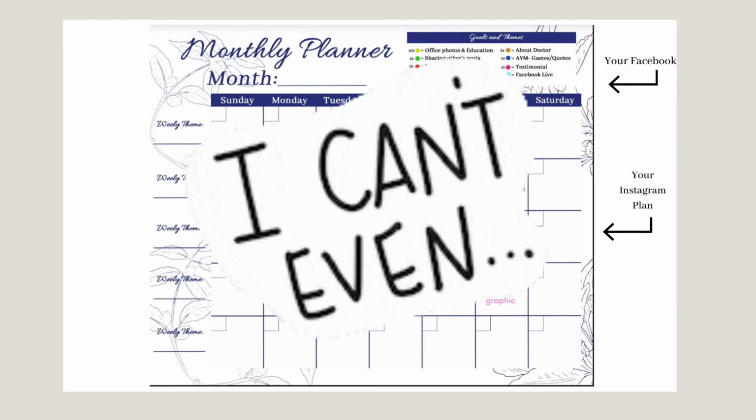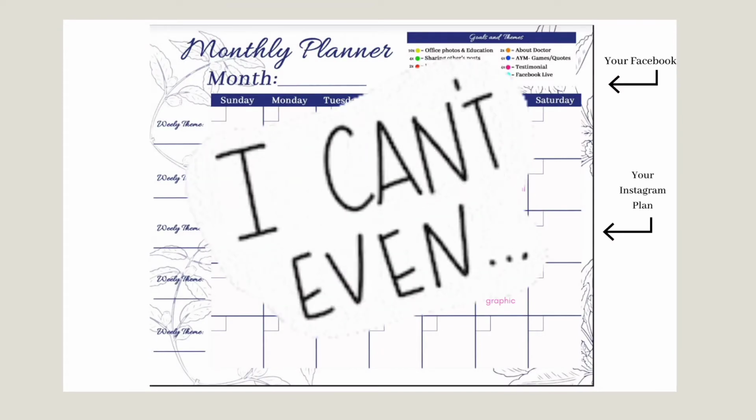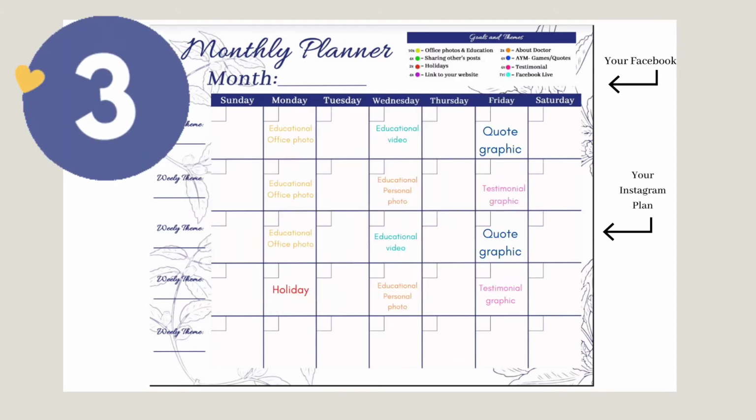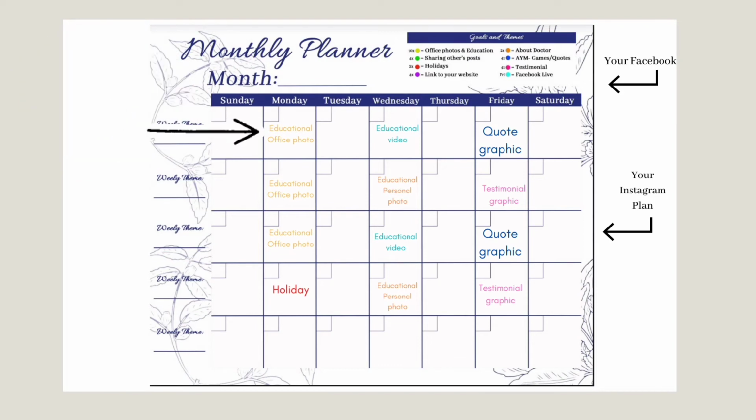I think for a lot of offices, posting every day is just a lot. So what we can also do, post 3 times a week, and we have an educational photo, a video, a quote. So you see how we have 2 videos, we have 4 graphics, we have 3 office photos, 2 personal photos, and a holiday. So when you see your whole month, it kind of ends up being not that difficult.